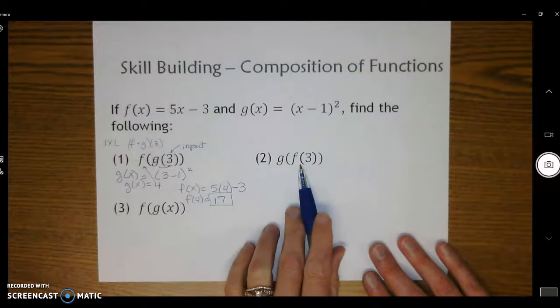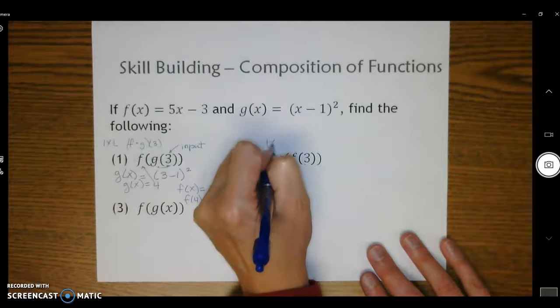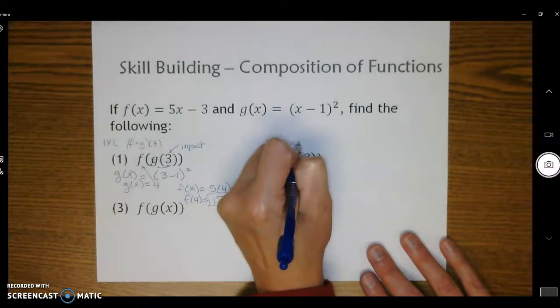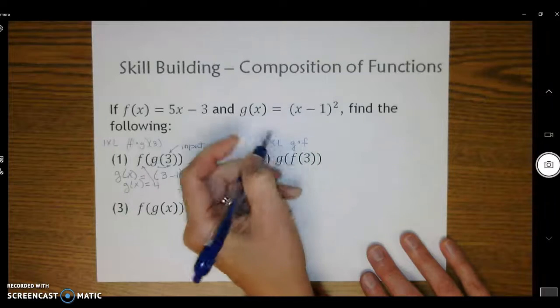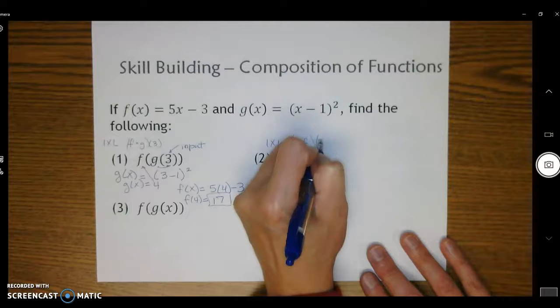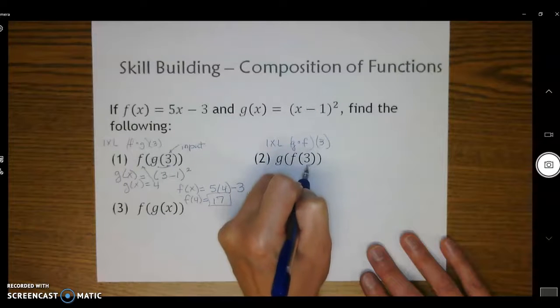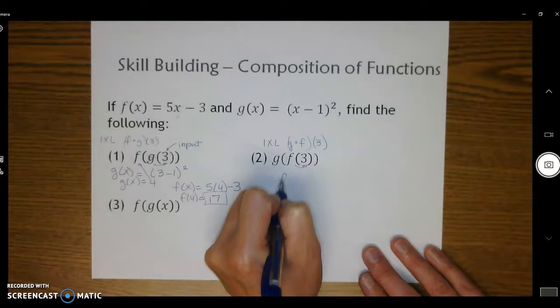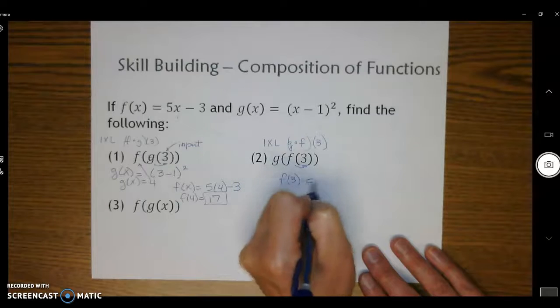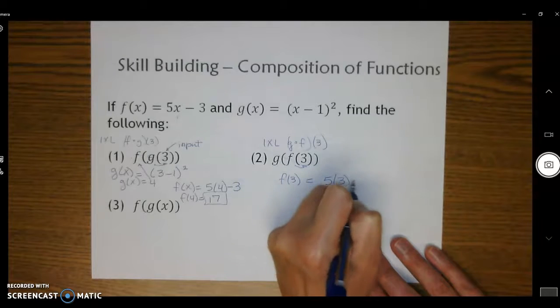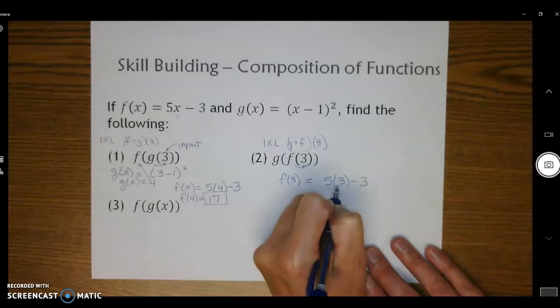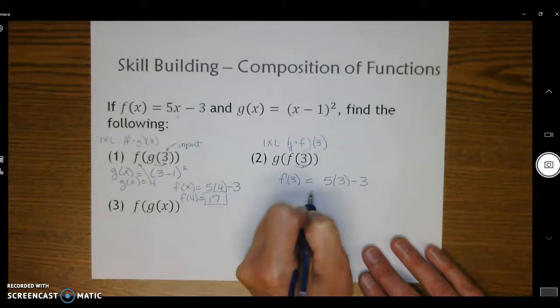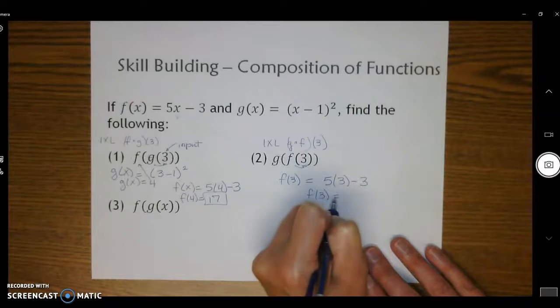This time it looks like they're going in reverse. Recall that IXL will write it as g, composition f. They use a little open circle symbol, and then 3. So this is saying take 3, put it in f's function. So I'm going to take 3 and put it right there. So f of 3 will equal 5 times 3 minus 3. 5 times 3 is 8, minus 3 is 5. So f of 3 is 5.